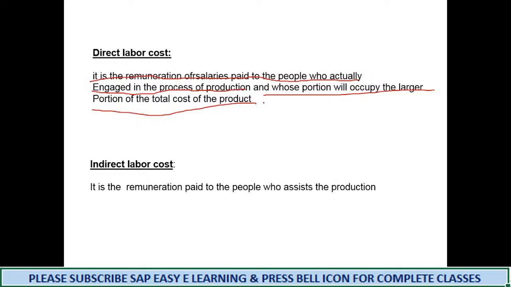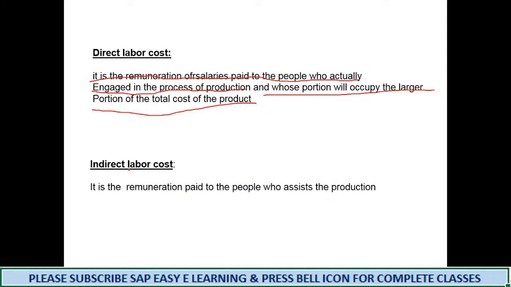Now, it is the indirect labor cost. It is the remuneration paid to the people who assist in the production. So in order to supervise the work of these 10 workers, we have appointed one departmental supervisor. And for this departmental supervisor, we are paying a salary of $1,000 per month. He is not directly putting his hands in the manufacturing process. He is just supervising. So he is assisting the management to see that the production is carried on smoothly.